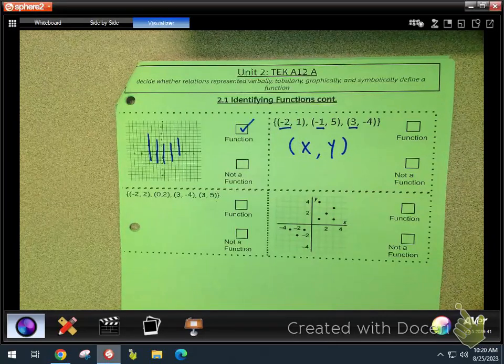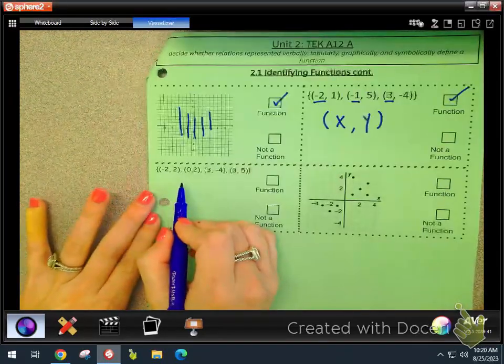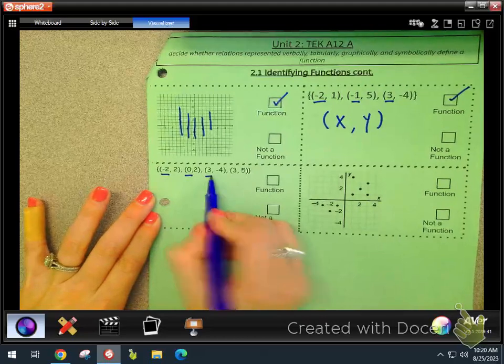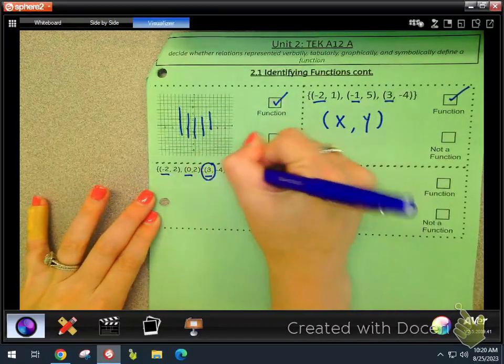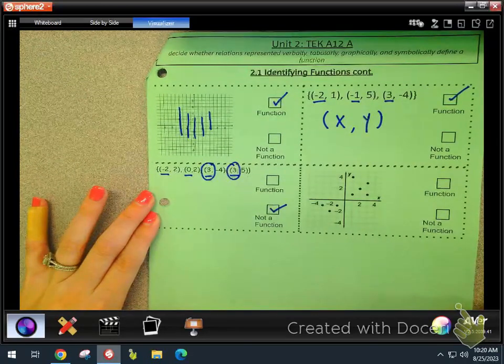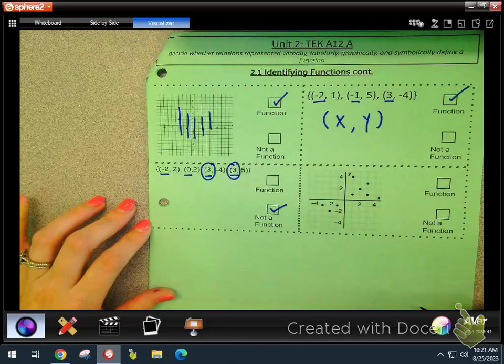Is that guy a function? Yes. Why? Because none of the numbers repeat. No repeating X's. What about these ordered pairs? No. What's the problem? 3 and 3 repeat. 3 repeats once, but 1 repeat is too many.